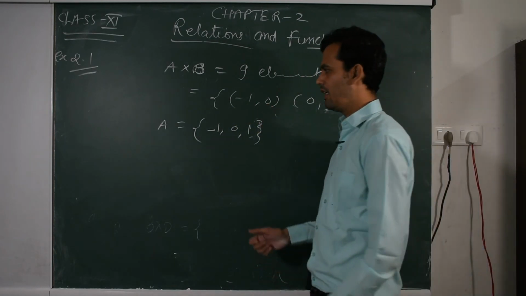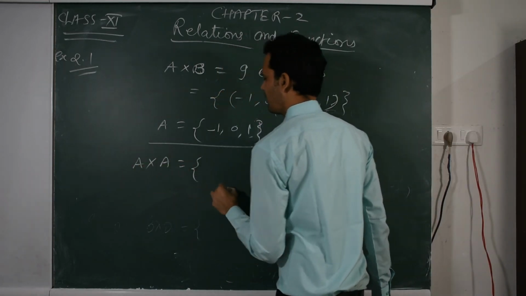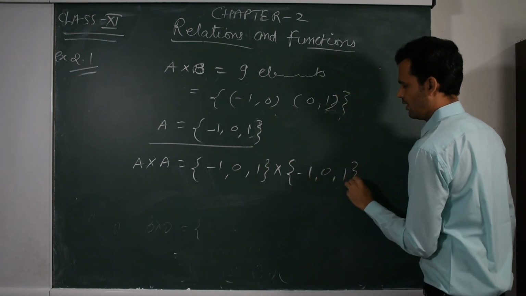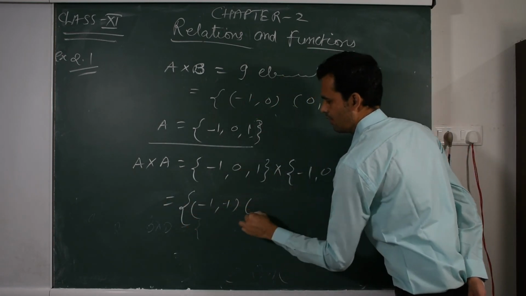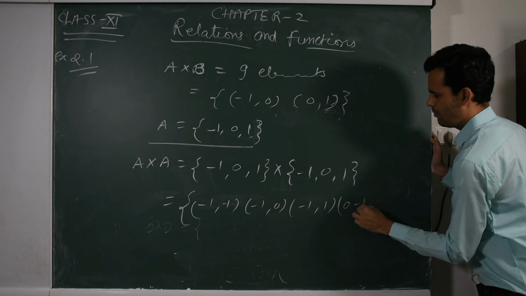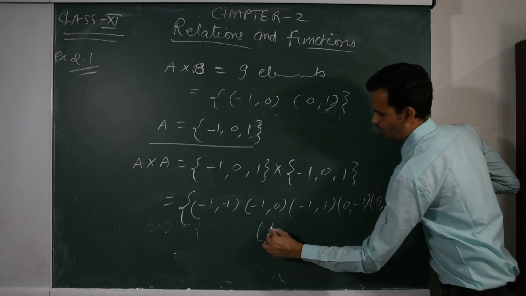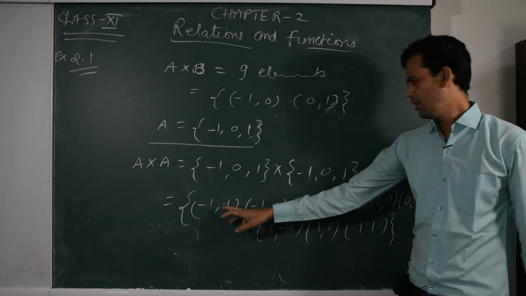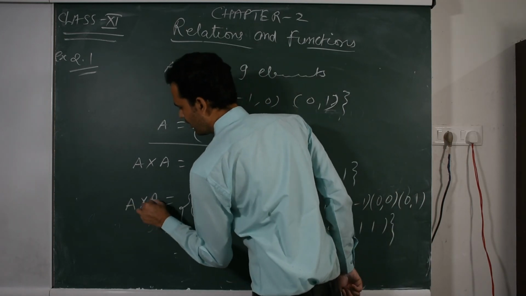These are the elements of set A, and we have to find A cross A. It means the Cartesian product of {-1, 0, 1} cross {-1, 0, 1}. So the ordered pairs are (-1,-1), (-1,0), (-1,1), (0,-1), (0,0), (0,1), then (1,-1), (1,0) and (1,1). These are 9 ordered pairs for A cross A.